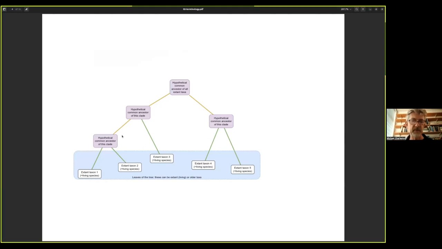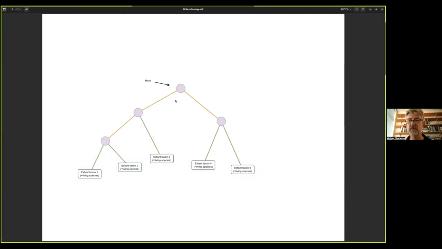Up above the leaves, we have hypothetical common ancestors of each clade, each group of each other's closest relatives. So we have hypothetical common ancestors labeled in a purple color or lavender color. And these are the things that we want to recover. Those tell us the structure of the tree, the relationships between the species.